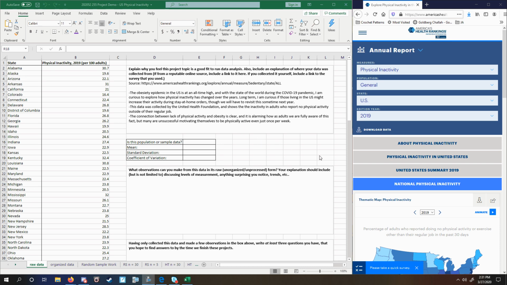So, a little bit of background. As you know, this project requires you to collect some type of data, a minimum of 50 pieces, ideally population data, and then apply different techniques and statistics to learn more about it and figure out the big picture.